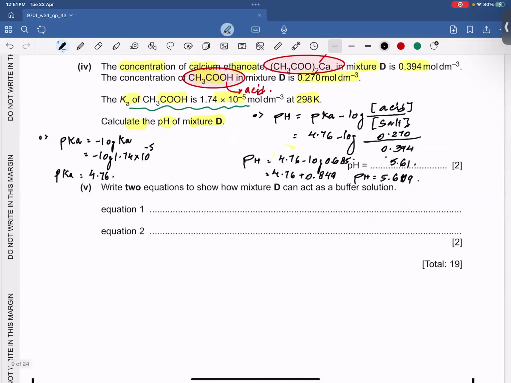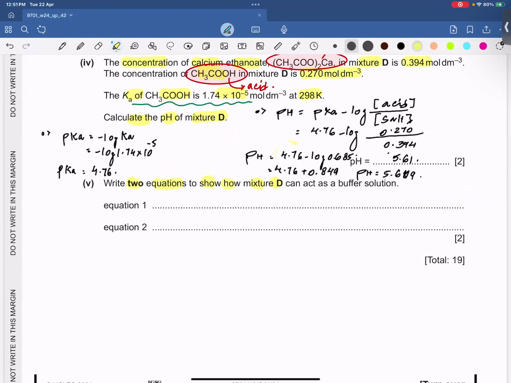That's my answer. Write two equations to show how mixture D can act as a buffer solution. So salt is ethanoate ions. Salt is a conjugate base. It always accepts a proton, which is represented by H plus sign, and will turn into ethanoic acid. Now this ethanoic acid, when we have added hydroxide ions, will turn to salt and water. We have done these equations in the class.